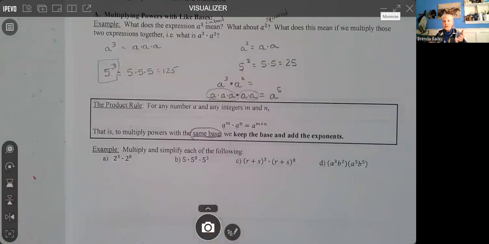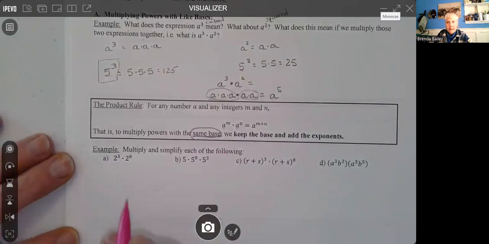Again, these rules themselves are not hard, and we'll be going over 3 of them. It's just a matter of when do you add? When do you multiply? When do you subtract? We don't ever divide exponents. All righty. So let's go ahead and look at some examples.